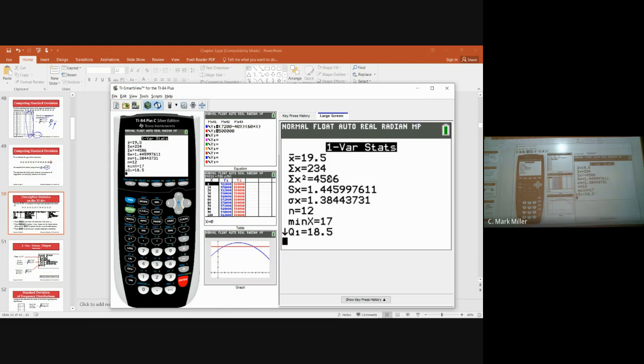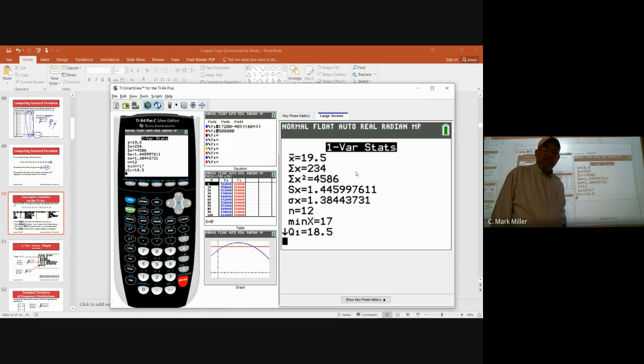Okay. So here we have the 19.5 we had before. A lot of this data looks the same, right? Here's the 19.5 we had for our mean. 234 was our sum. Here's the 1.38. And I want you to pay very, very careful attention, grasshopper. Look, sigma is the population standard deviation. That's what we just calculated. It's 1.38. What is this one here, Sx? That is the sample standard deviation.